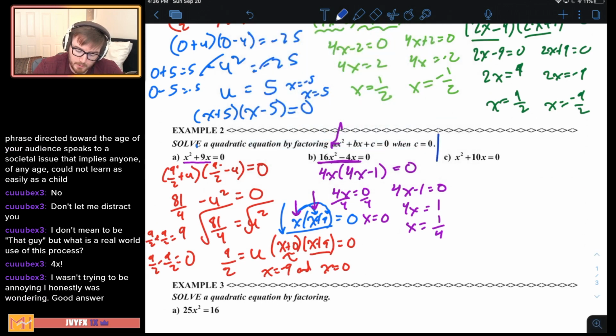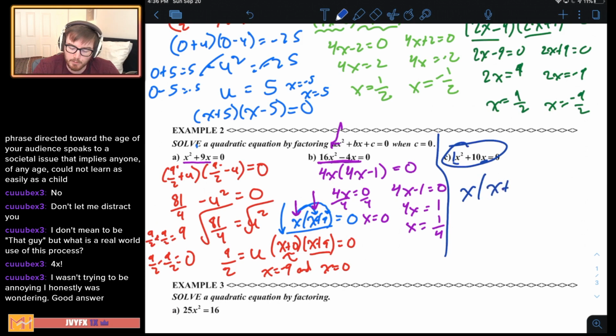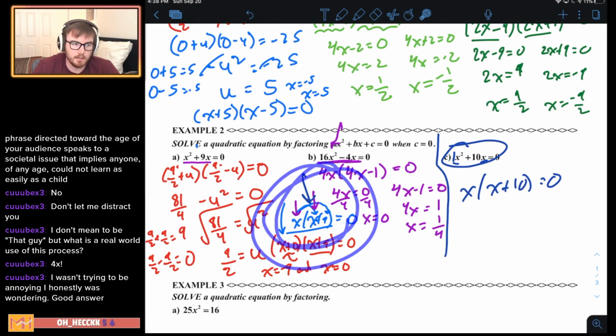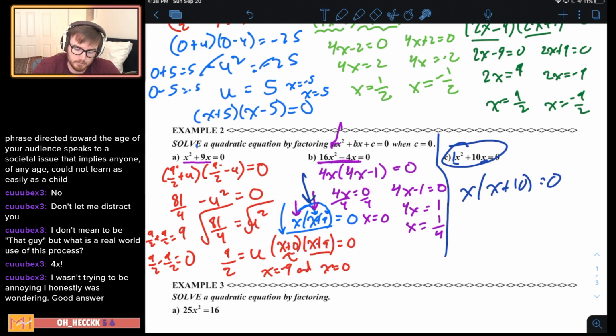So one more time, looking at this guy, what is the GCF? What do they both have in common? They both have an x in common. That's it, right? There's a 1 right there, but I don't need to worry about that. So they both have an x in common, so I yank that out and I'm left with x plus 10. So sort of like what happened over here, right? Over here, all they had was an x in common.